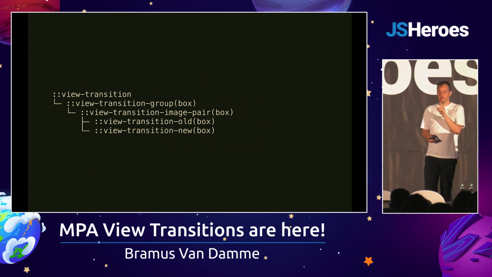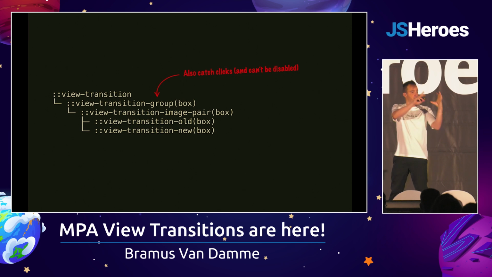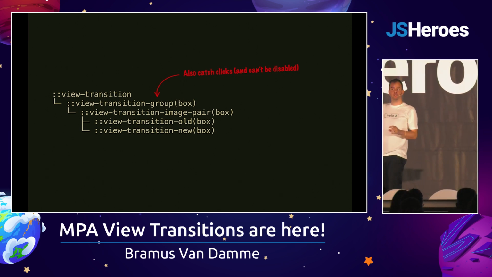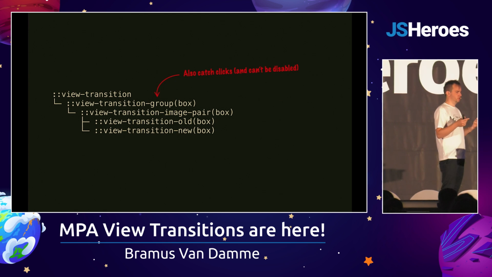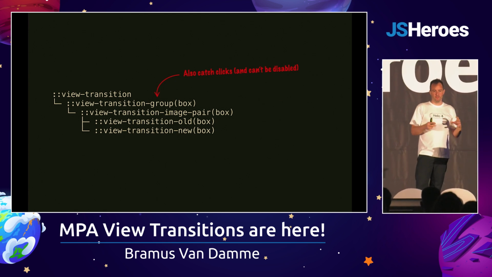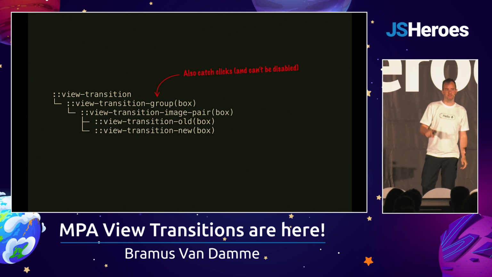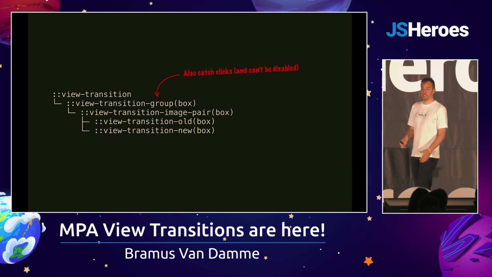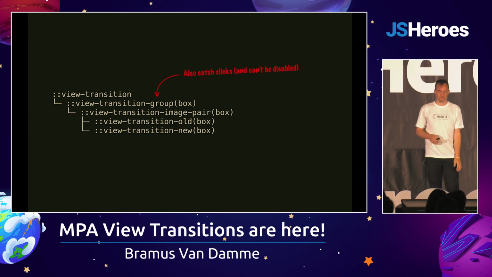Do note though, the group itself also catches all the clicks. So the blue box itself also catches the clicks, and you can't disable that one. It has to do with some security things and also some UX things, because if a button is fading out and moving, then you don't want to hit that button as it is going away, because underneath the DOM has already updated, so that's a bit tricky.